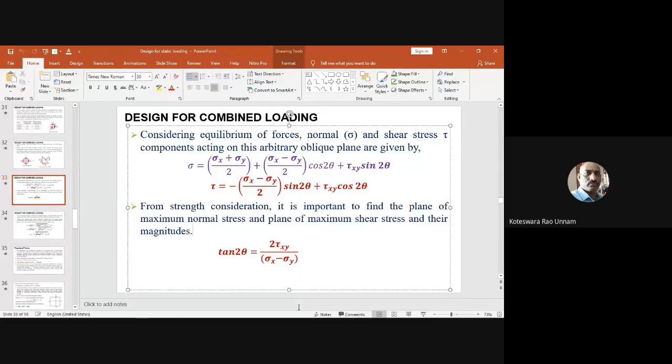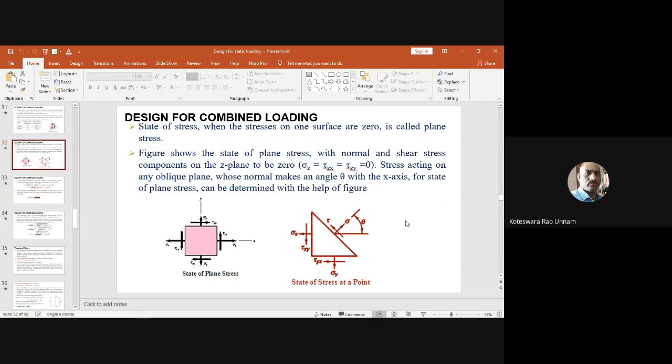What is that relation? Anybody knows that? Relation in the sense of orientation. In the orientation, there is a relation between this plane of maximum shear and plane of maximum normal stress. What is the angle between those two? 90 degrees. 90 degrees wrong. 45 degrees.